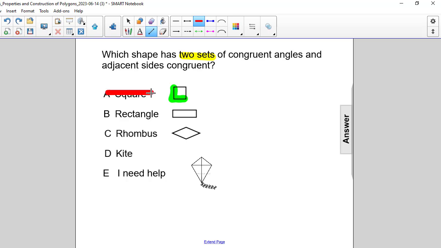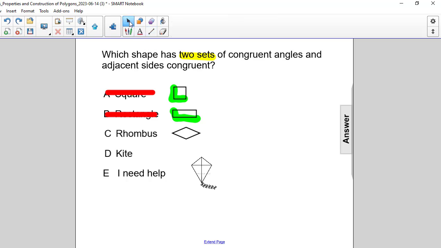And now let's talk about the rectangle. For much the same reason, the rectangle is not meeting the requirements because there's not two sets of congruent angles. Also with a rectangle, if I look at the sides, here is one side adjacent to the other side. And these two sides are not congruent. This is short and that's long. So the rectangle is not a possibility. I'm going to eliminate that.